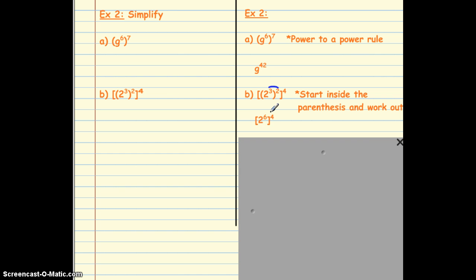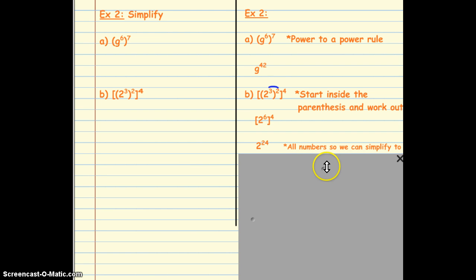Again, apply the power to a power rule. So 6 times 4 is 24. So our answer is 2 to the 24th power. Now in this example, we have all numbers, so we can actually simplify to figure out what this is. And if you punch it on your calculator, 2 to the 24th power, we get 16,777,216. All the other ones I've given you so far have just had exponents, and we've simplified them as far as we can.